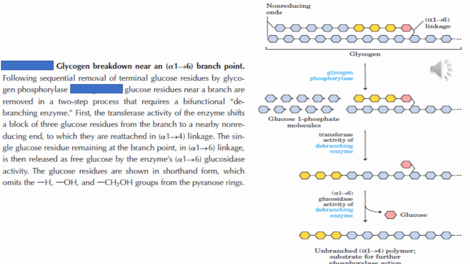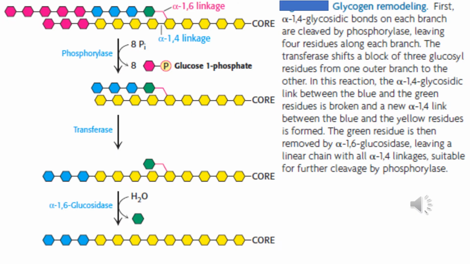Then comes the second activity of the debranching enzyme. It is glucosidase. This activity removes that alpha-1,6 linked glucose freely as glucose, not as glucose 1-phosphate. Now we have a long chain of glycogen which is acted upon by the glycogen phosphorylase enzyme as usual. The same slide given earlier, but this is from another textbook and the color of the diagram is different, but the idea is the same.